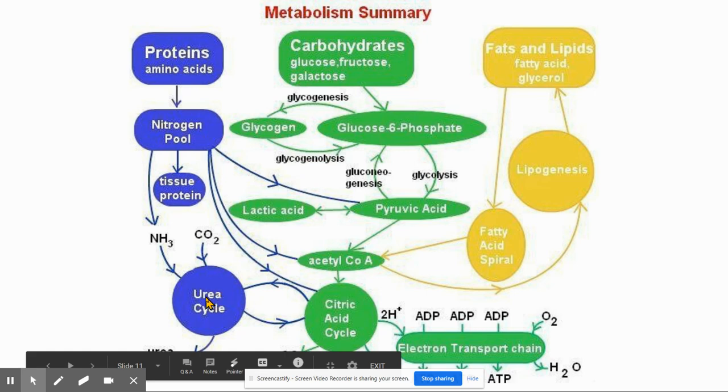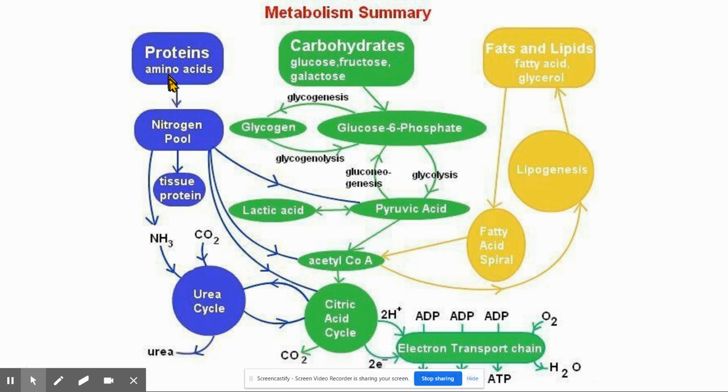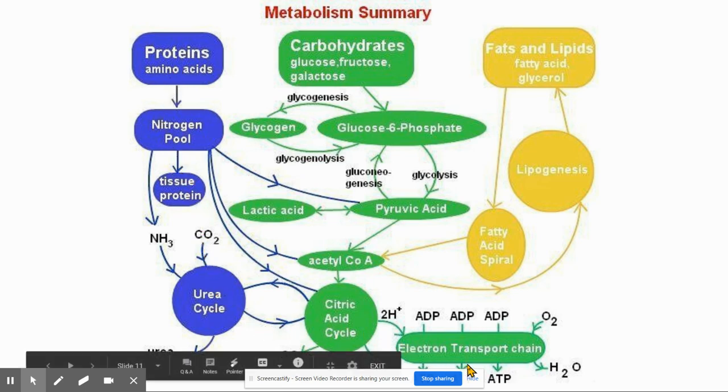I wouldn't expect you to know these, but just know that fats and lipids are also broken down in the mitochondria to make ATP, and proteins or amino acids can also be broken down in the mitochondria to make ATP. So all of this part here is in the mitochondria. This is actually not in the mitochondria. So anyways, I just wanted to show you that.